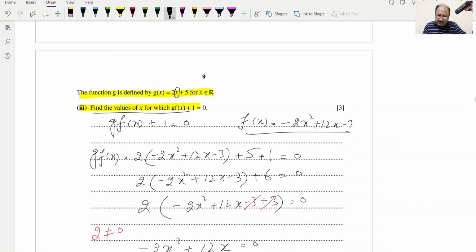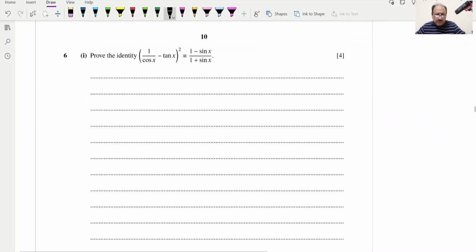Find the values of x. So these will be the two values which you found, and this was a 3 marks question. Question number 6.